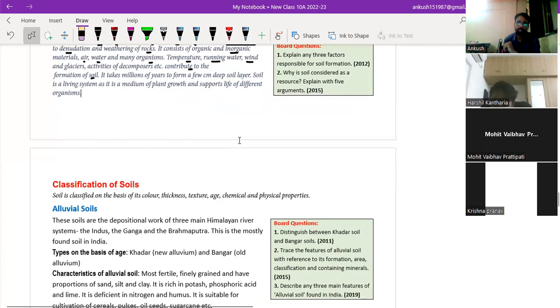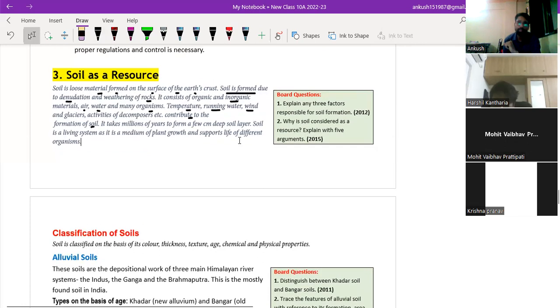Let us understand here. See, one question is given over here. Explain the 3 factors responsible for soil formation. Why is soil considered as a resource? Explain with 5 arguments. So you can write from here, whatever arguments you can make over here.